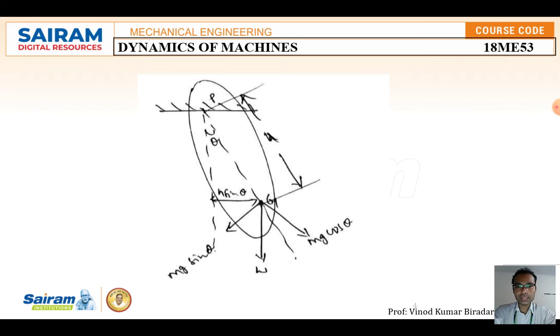Here it is a rigid body fixed at point P, and its oscillation takes place in angular motion. P is the fixed point, and the length from P to the point G we consider as L. The inclination from the original vertical axis is called theta. At the point G we get three forces: the weight, which is equal to mg, on the right-hand side mg sin theta, and on the other side mg cos theta. The distance from the original position is equal to L sin theta.